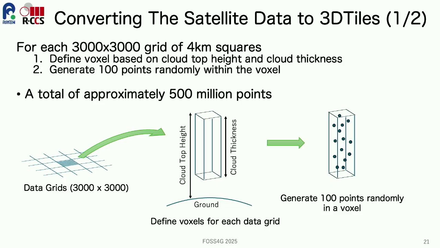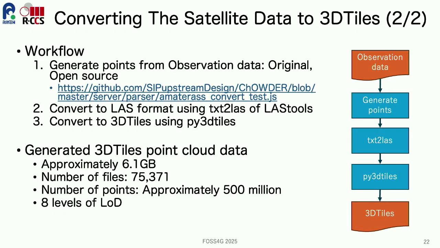First, we define the voxels from each data grid with the cloud top height and cloud thickness data, and we generate 100 points randomly in each voxel. We use this workflow to convert to 3D tiles, and as a result, we generated 3D tiles point cloud data of about 6.1 gigabytes and 75,000 files, and it has 8 levels of LOD.